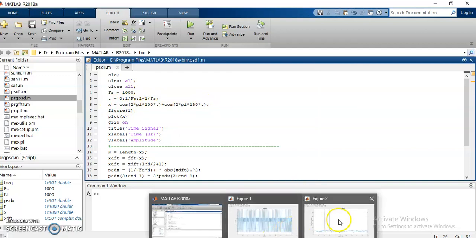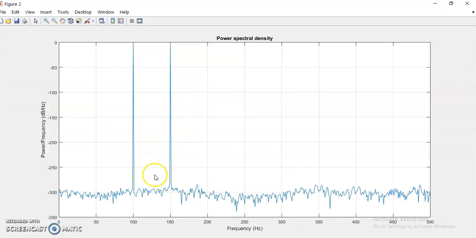So in the power spectral density figure window, the cos of 2 pi 100t and cos of 2 pi 150t components are indicated. So these indications are represented in the power spectral density figure window.